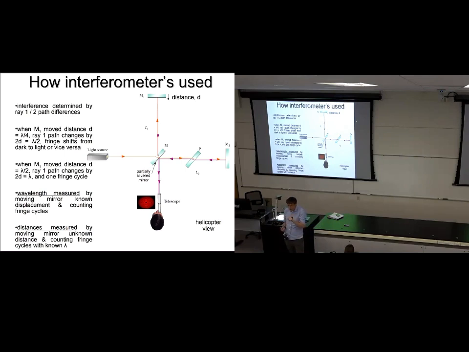You have to know the wavelength of the light and count the fringe shifts or fringe cycles, or you measure the wavelength of the light. You have to know how much you move the mirror, and then with that information and how many fringe cycles or fringe shifts, you can calculate the wavelength of the light.